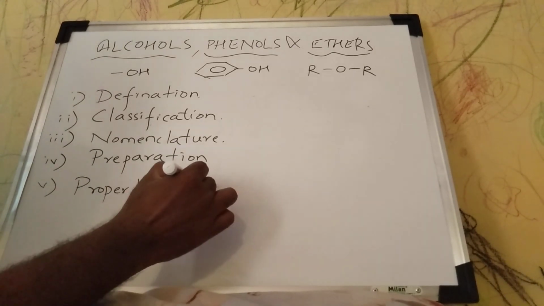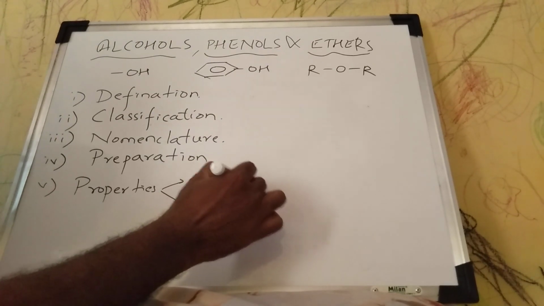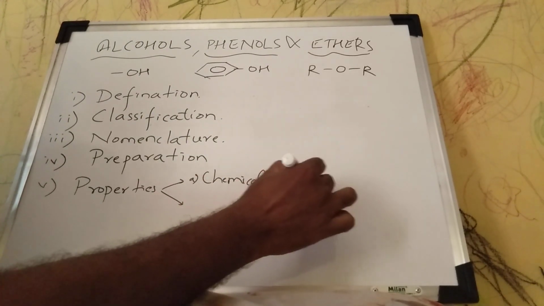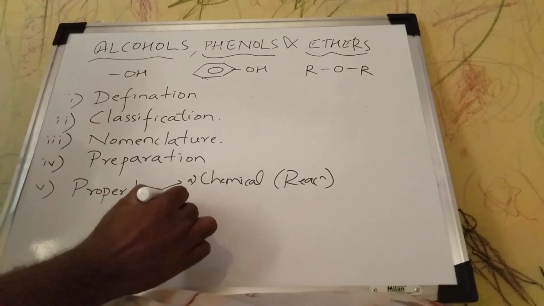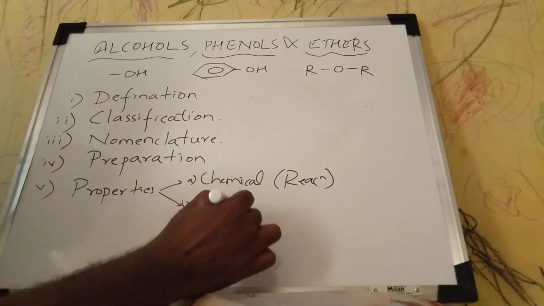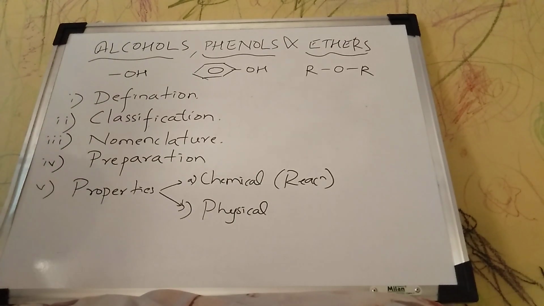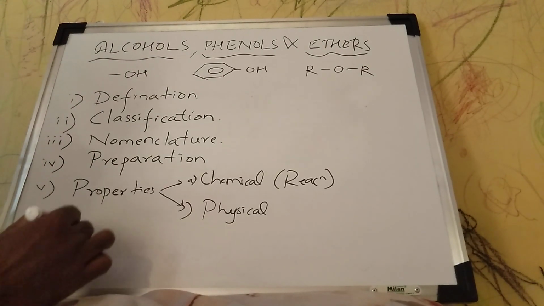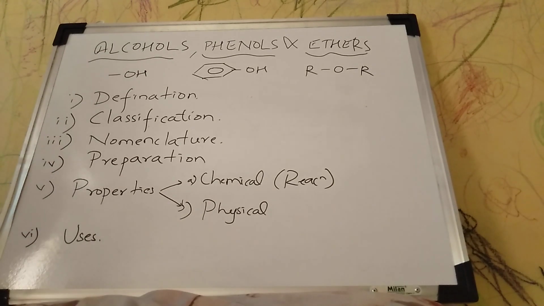Properties like, first, chemical properties, which include all the reactions, and physical properties, which tell you about the state of the substance, its melting point, boiling point, gravity, and many other variable factors. And lastly are the uses. So all the chapters in organic chemistry we are going to study under these six points. Today we'll begin with the first unit, that is alcohols.